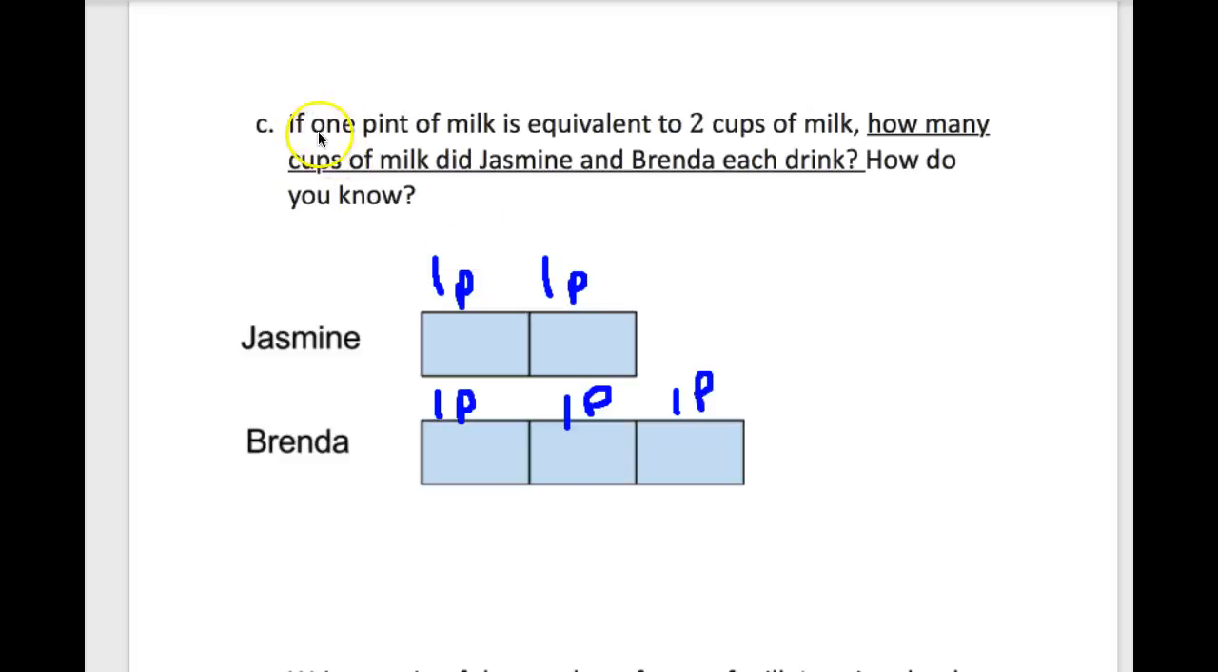But now we've learned that 1 pint of milk is equivalent to 2 cups of milk, which means 1 pint equals 2 cups. So if this is 1 pint, then now we're going to change it and convert it into 2 cups. And if we do that to this one, these are all the same. We have to convert these as well.